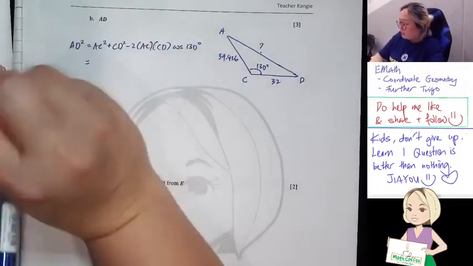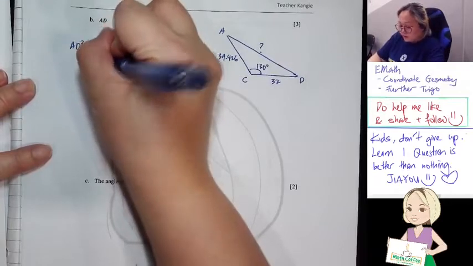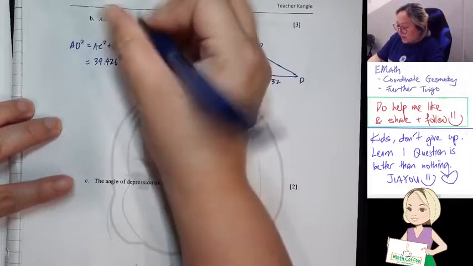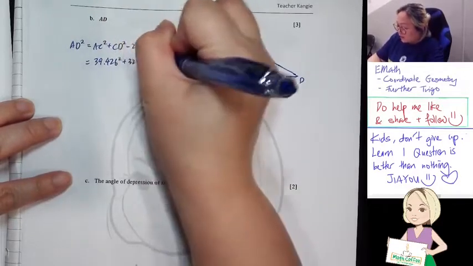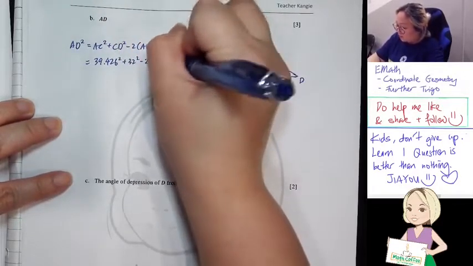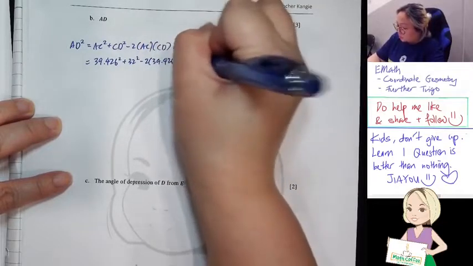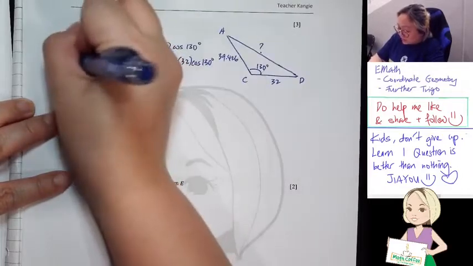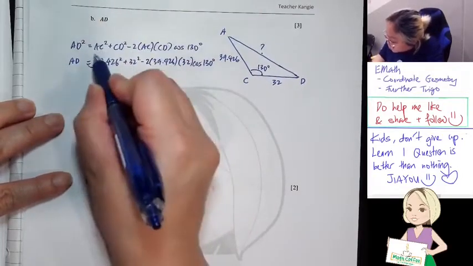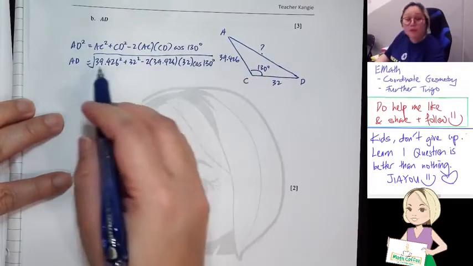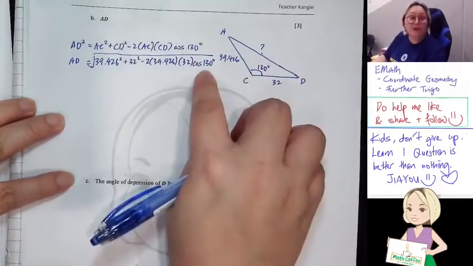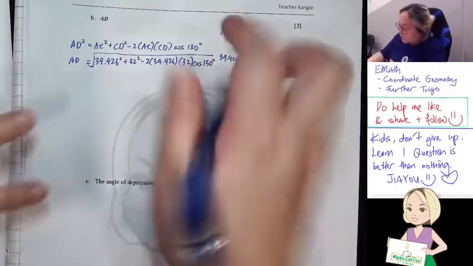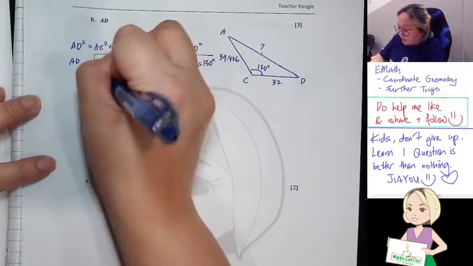Then let's put in the numbers. So it will be 39.426 square plus 32 square minus 2 times 39.426 times 32 times cosine 130 degrees, equals AD square. Then I'm going to put the square root. So press the calculator and make sure that you're in the degree mode. Why? Because 130 is in degrees and not radians. So press the calculator, you get 64.80.